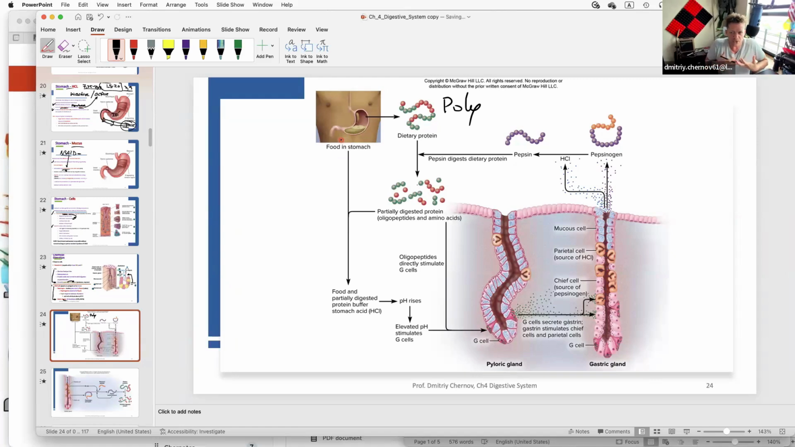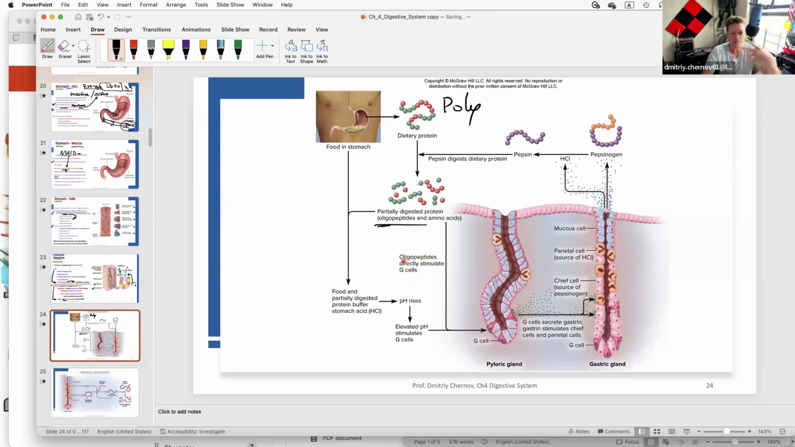So when it gets into the small intestine, now the body will start finalizing the digestion. We will discuss that. See, partially digested protein, anything oligo, it's from 3 to 8. Anything that's poly, with protein, that's 100 amino acids together. Oligopeptides directly stimulate G cells, yes, as well.